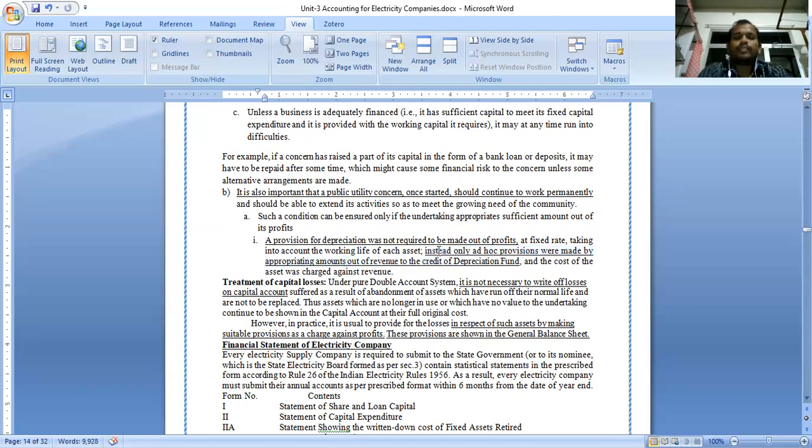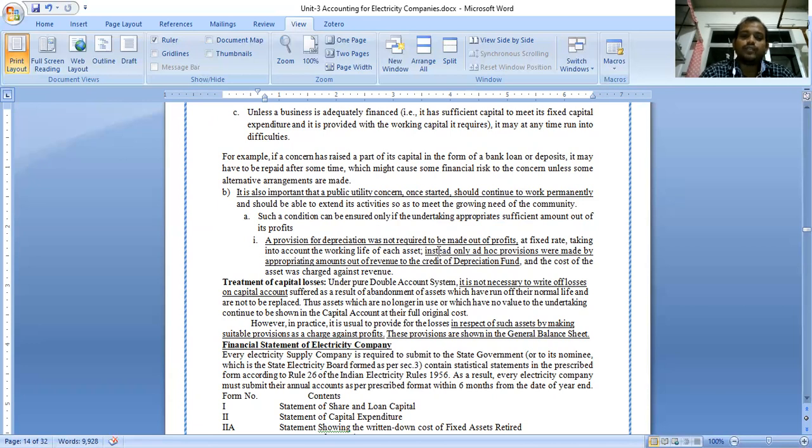See, initially we charge the depreciation to the profit and loss account. In the profit and loss account, we charge it against the profit. And then we are not going to reduce it from the asset. We'll just maintain a depreciation fund in the liability side. So ultimate effect will be the same.